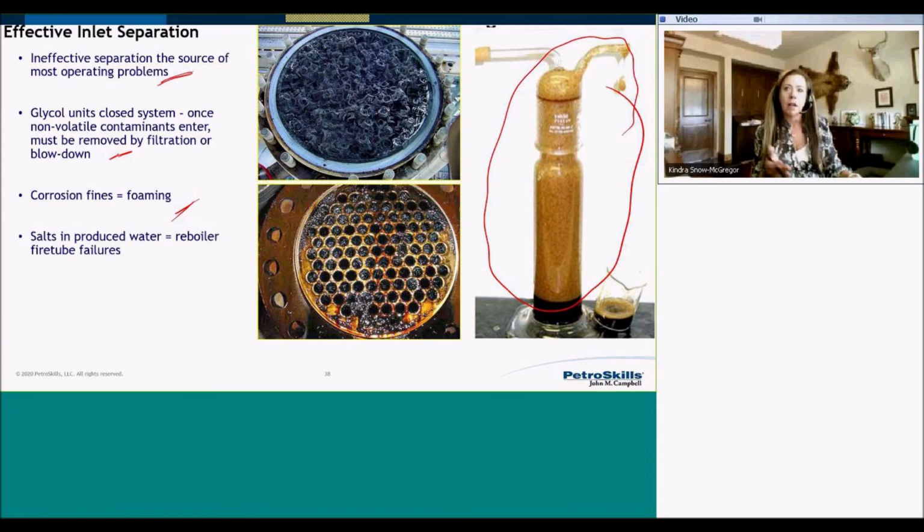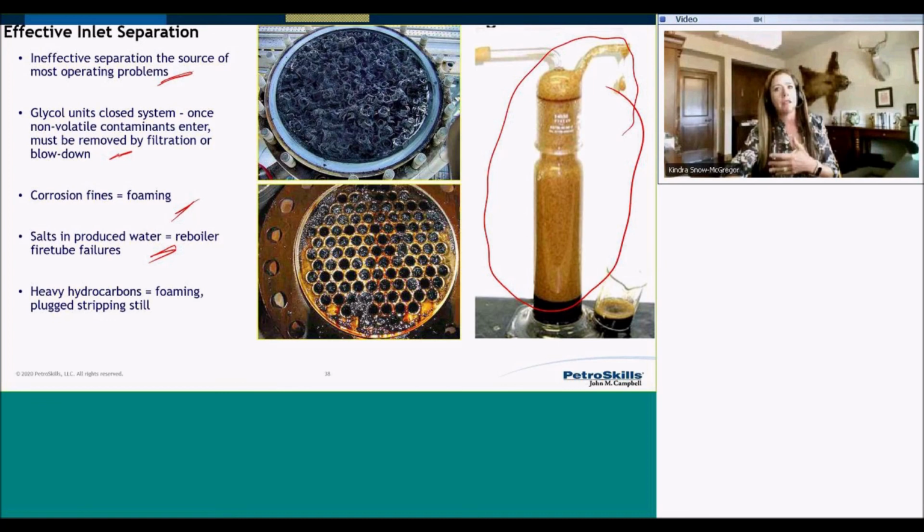Reduced gas rates equals reduced production, which equals very unhappy plant managers. But you know, you got to do what you got to do. The other thing, salts and produced water equals reboiler fire tube failures, and that's not a good deal. Remember, if I have any briny produced water, that salt will go into the TEG.